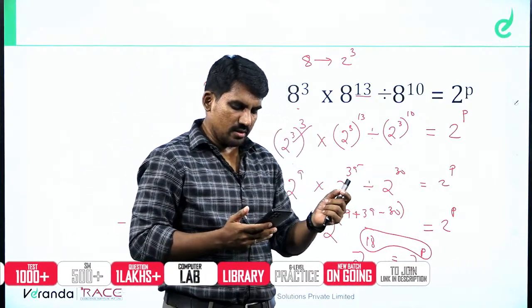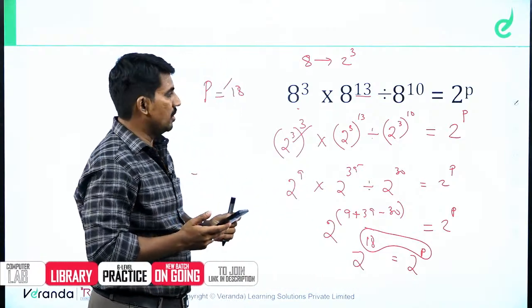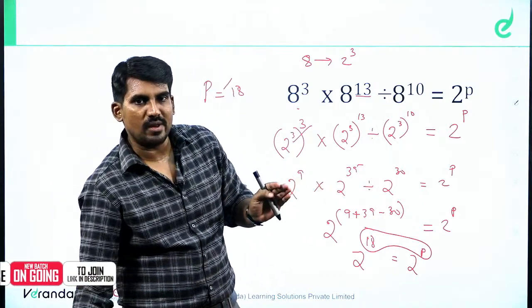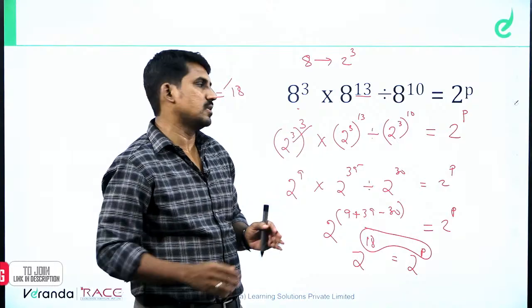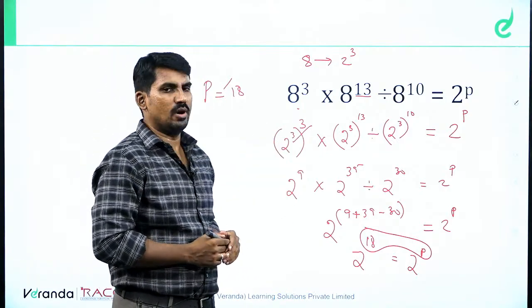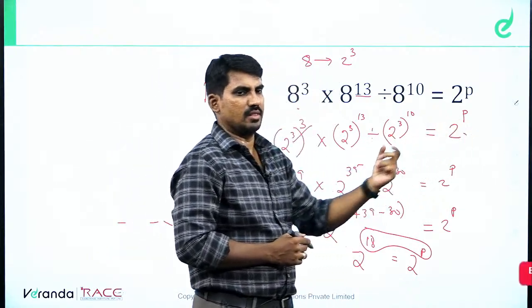Clear? Jacan gave the answer, very good. P is equal to 18. Good, Jacan. Okay. Clear? So this is a normal application of powers and surds, this concept question. Normal product is there, division is there. Then finding some missing value, p given, x given, like that, anything they will ask.